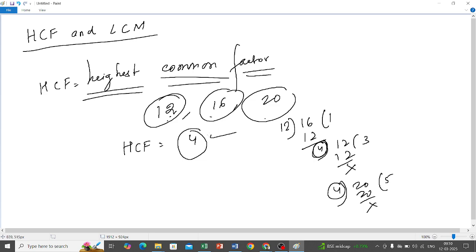Highest means the biggest number. So that means the HCF is the biggest common factor. Now remember that HCF will always be smaller than or equal to the given set of numbers. HCF can never be bigger because it is a factor, so it will never be bigger. It will always be smaller.